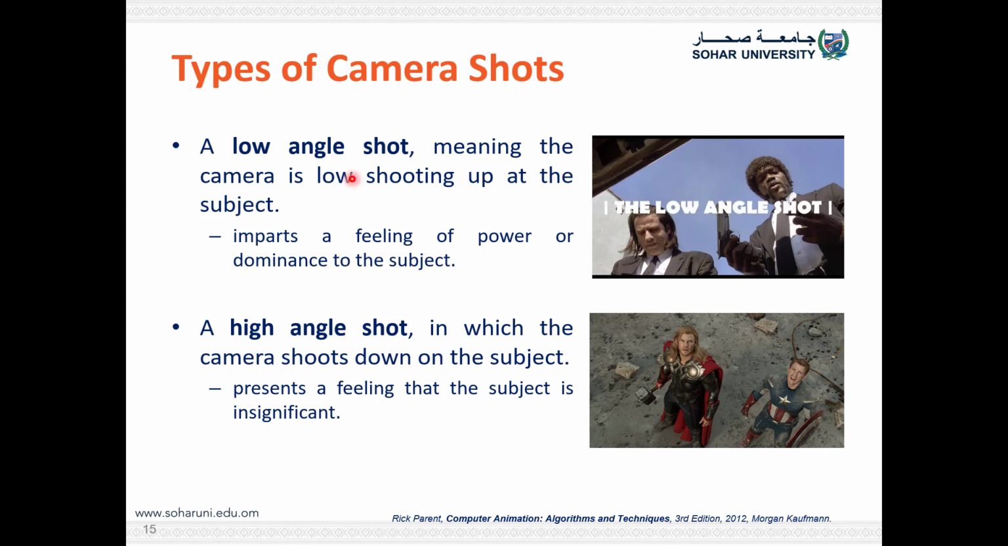I need to know the position of the camera and in which cases I use this kind of shot. If the subject is important, significant, I use low angle shot. If the subject is insignificant, and the details are not important for me, I use high angle shot.